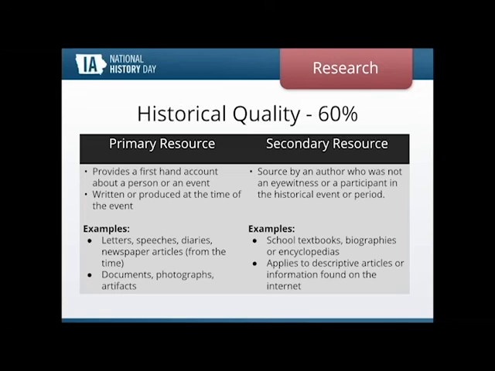Secondary resources. Some great examples of secondary resources would be school textbooks. Those are available to you right at school. Biographies or encyclopedias. I would suggest when you first get your topic and you want to figure out which direction you want to go, take a peek at encyclopedias. Dig into those secondary resources and start getting some context. It also applies to descriptive articles or information found on the internet. Like we mentioned, the internet is a great place to look for secondary information, but please be careful using sites like Wikipedia.